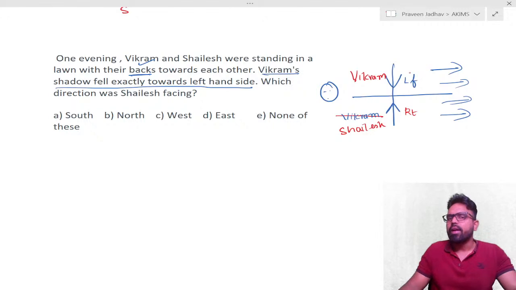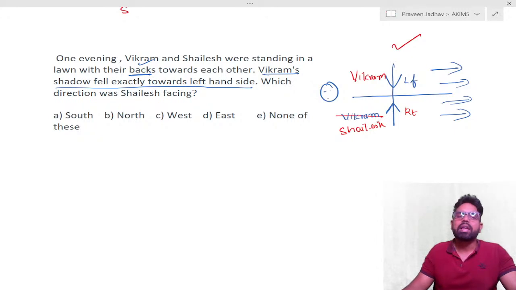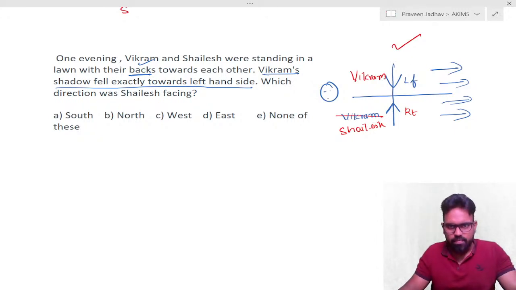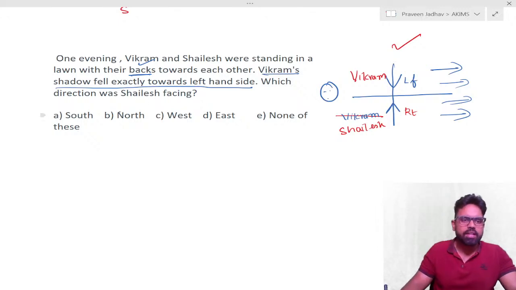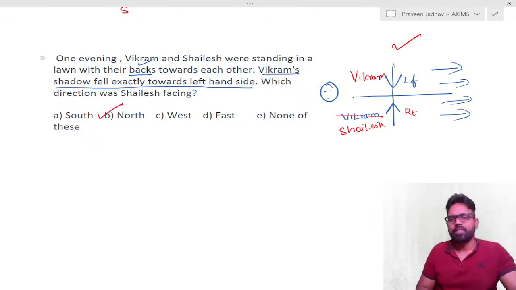Now, when you see that there will be a change, whatever answer you get from here, the opposite of that answer will be the correct answer. If according to you, by the normal direction, you got Vikram has to be facing south, then the answer is north. Getting it?